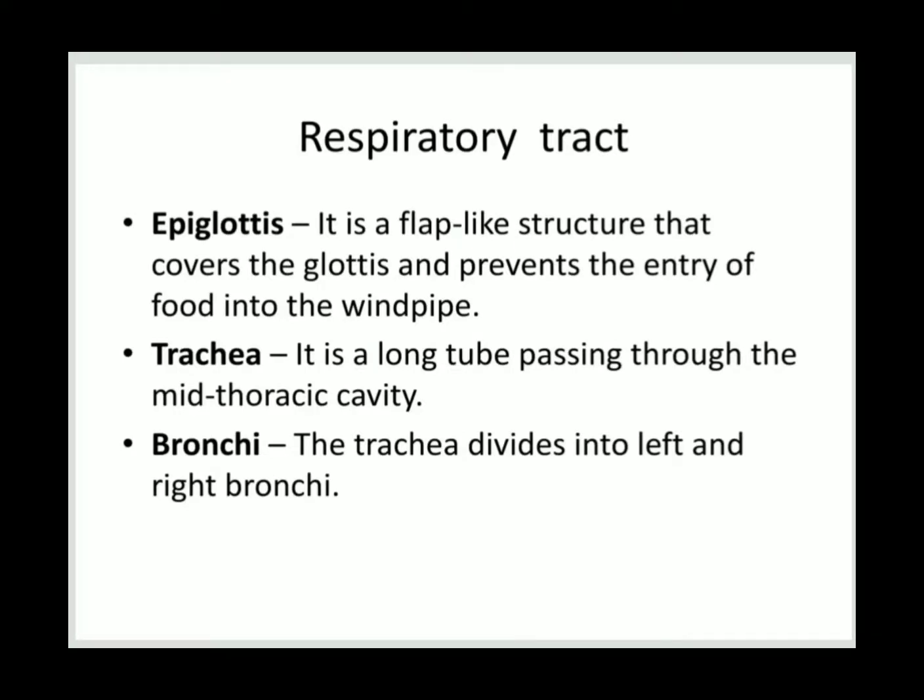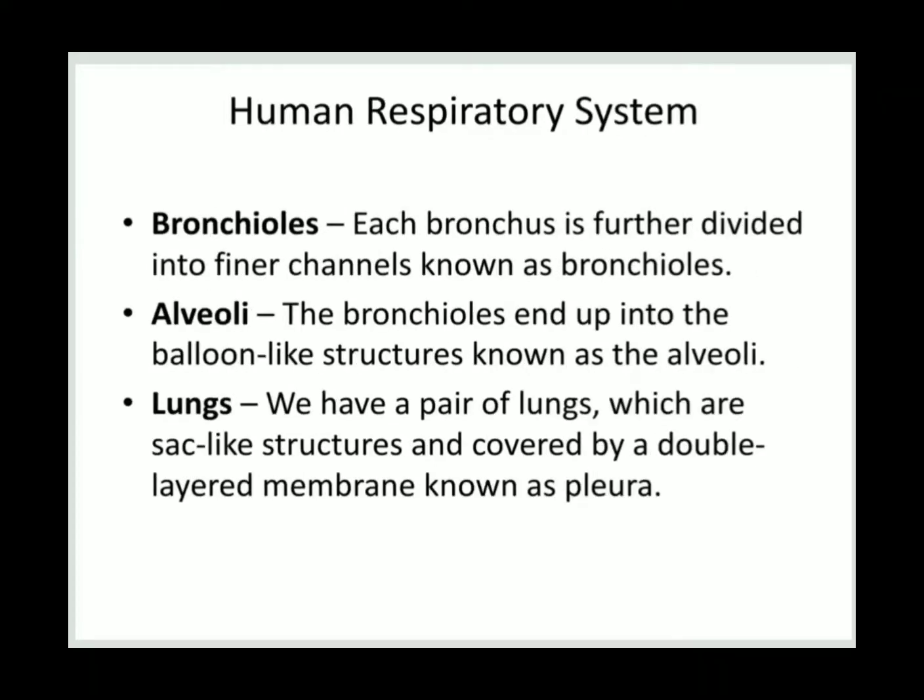Trachea. It is a long tube passing through the mid-thoracic cavity, and bronchi. The trachea divides into the left and the right bronchi. After that, bronchioles. Each of the bronchi is divided into finer channels, those are the bronchioles, and alveoli. The bronchioles end up in balloon-like structures known as the alveoli. And the lungs. We have a pair of lungs which are sac-like structures covered by a double-layered membrane. What is that double-layered membrane called? Pleura. So they are covered with the pleura.